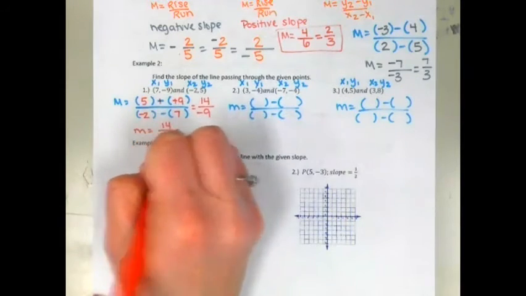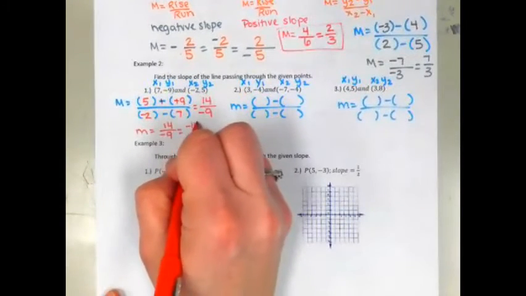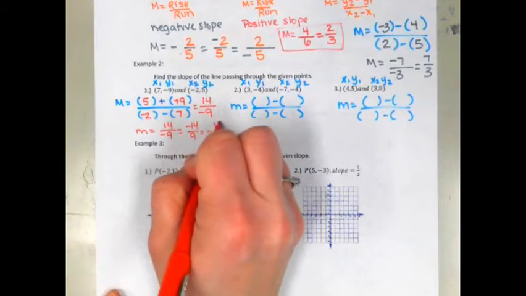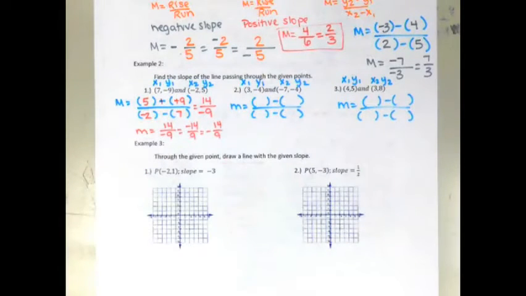What's another way I could write that? -14 over 9 or 14 over -9. So wherever you have the negative, it doesn't matter. You can only have one, right?